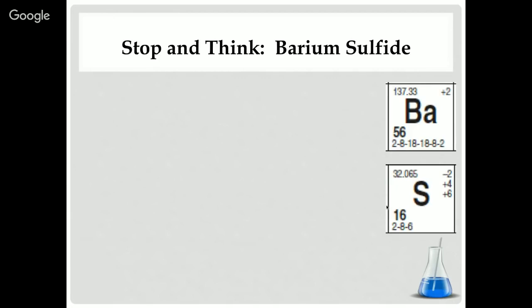Okay, let's take a moment and try a practice problem. Let's draw the dot diagram for barium sulfide. So the first thing you would do is say, okay, barium is a metal, sulfur is a nonmetal, so metal, nonmetal, we know it's ionic, and we know that we're going to draw this ionically.